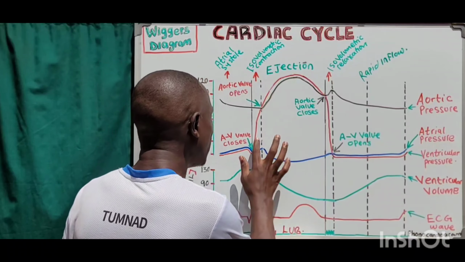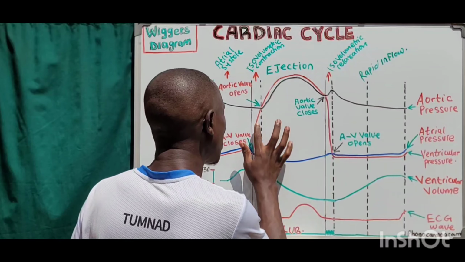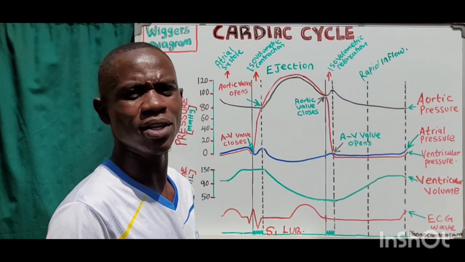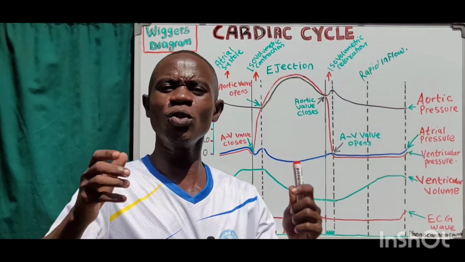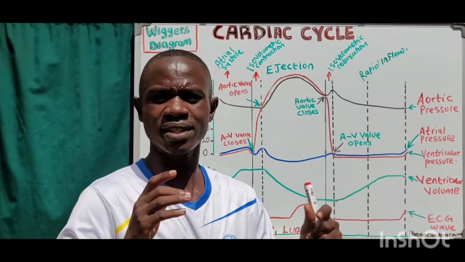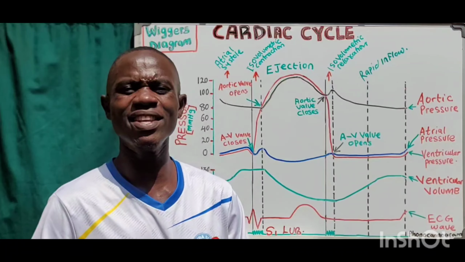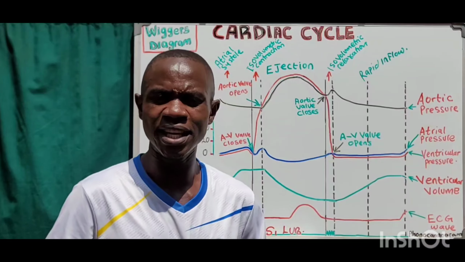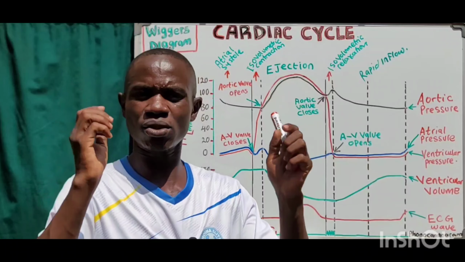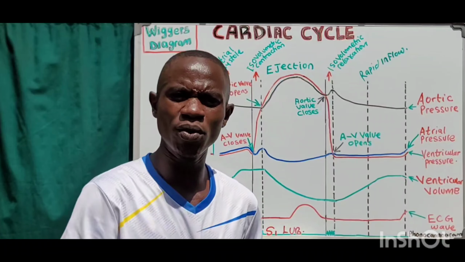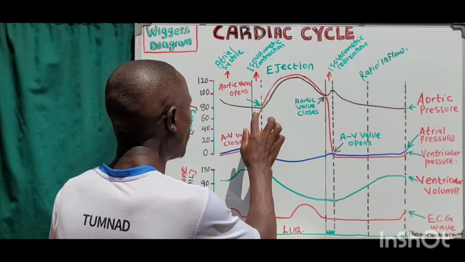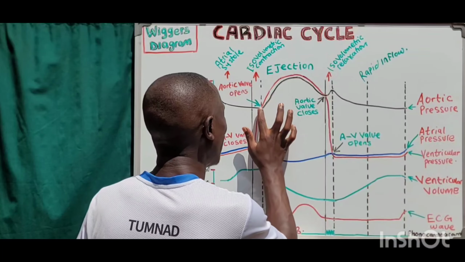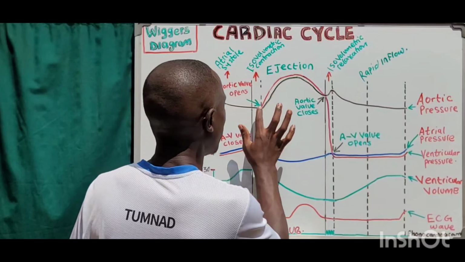Now, as the ventricles contract and contract and contract, a time is reached where the ventricular pressure exceeds the aortic pressure. And this takes us to another beautiful event, which we call the ejection phase. What is going to happen within the ejection phase? Now, here the ventricular pressure is exceeding the aortic pressure.